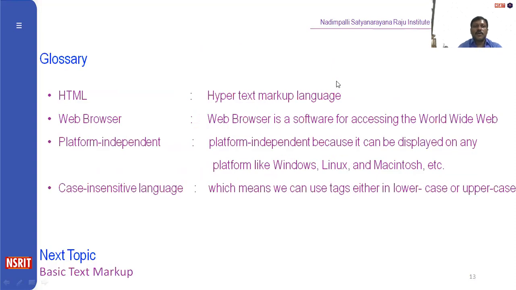And these are the glossary topics. HTML means hypertext markup language, and web browser means a software for accessing the World Wide Web. Platform independent means it can be displayed on any platform like Windows, Linux, and Macintosh operating systems. And a case insensitive language means we can use tags either in lowercase or uppercase. And the next topic is basic text markup language.